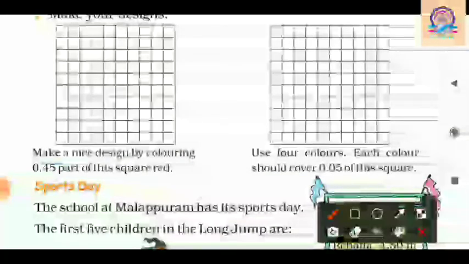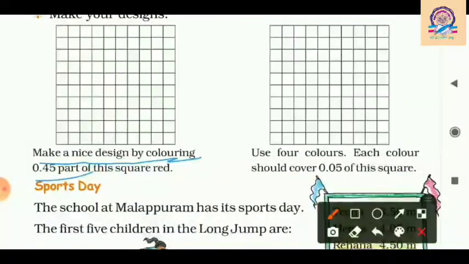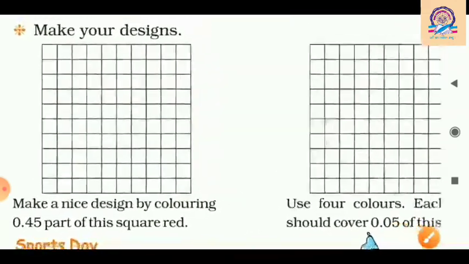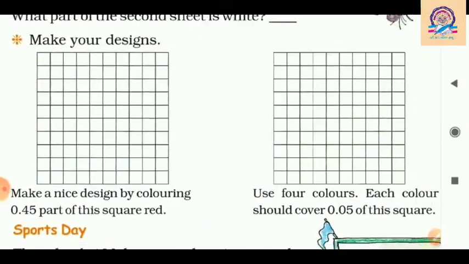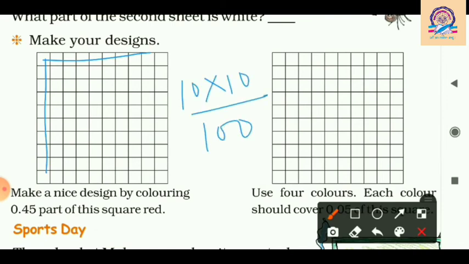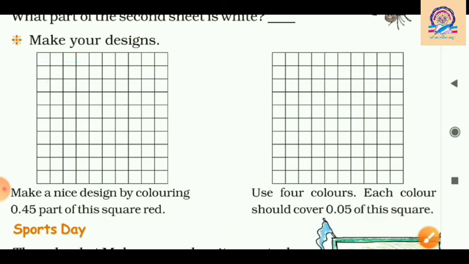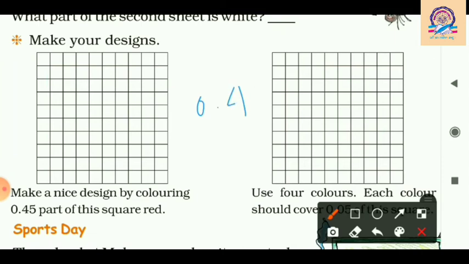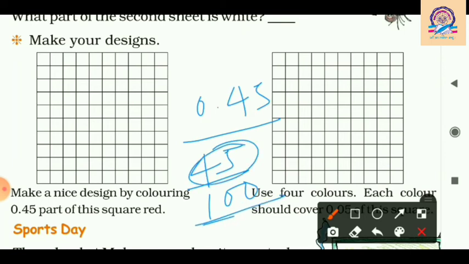Here is a task. Make a nice design by coloring 0.45 part of this square red. Here it is a 10 by 10 square sheet. In total we have 100 small squares, 100 boxes. So here we have to take 45, means 0.45 means what? It is 45 upon 100. So we have to take 45 parts of the 100.